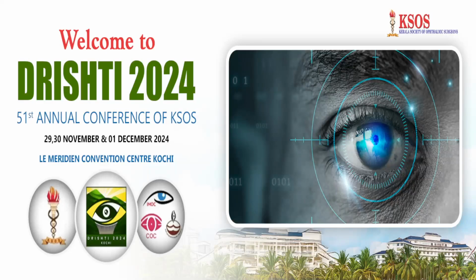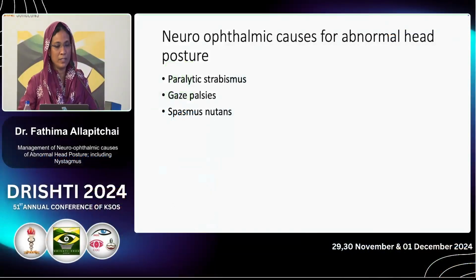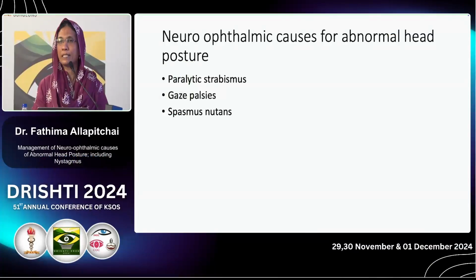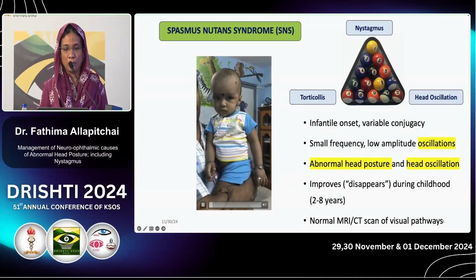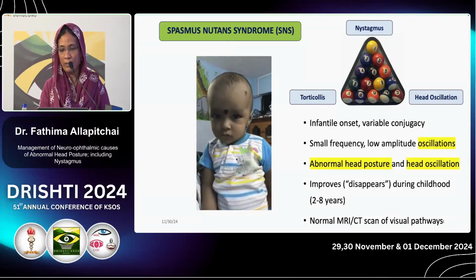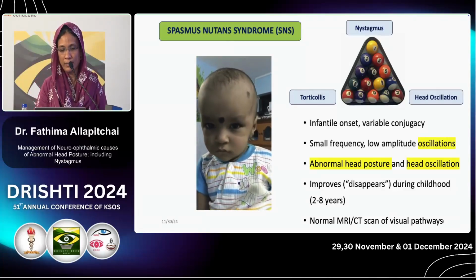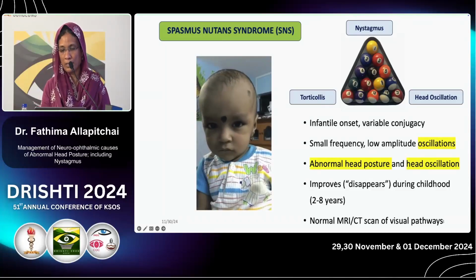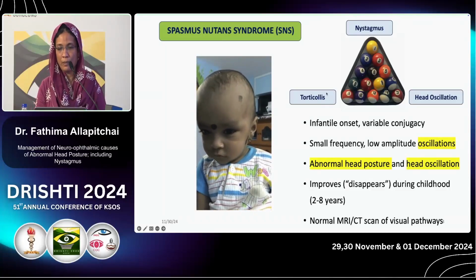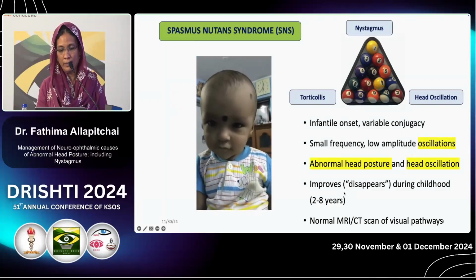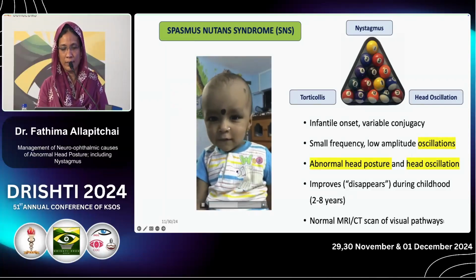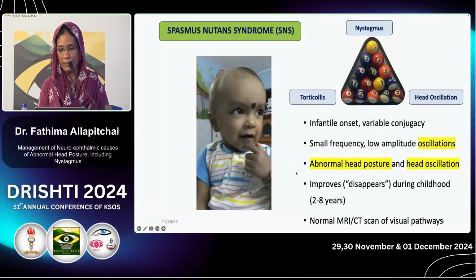My topic was neuroophthalmic causes, which included paralytic strabismus and gaze palsies, which were very well handled by Dr. Nina. So we will just look at spasmus nutans syndrome. So what is that? It is infantile onset, variable conjugacy, with small frequency, low amplitude oscillations. A triad of abnormal head posture, nystagmus, and head oscillations. It improves and disappears by 2 to 8 years. You could see the thrust the child gave.